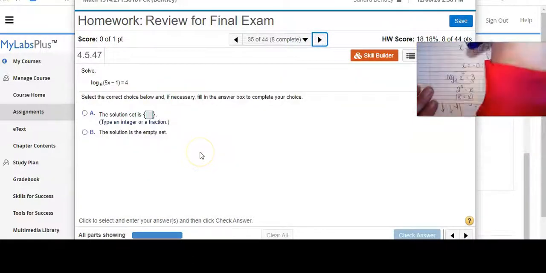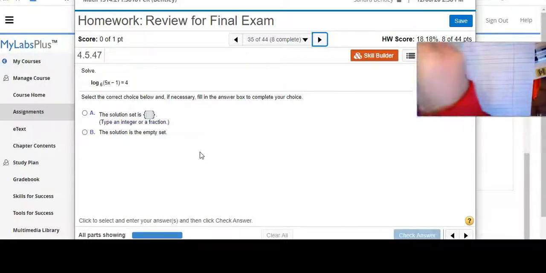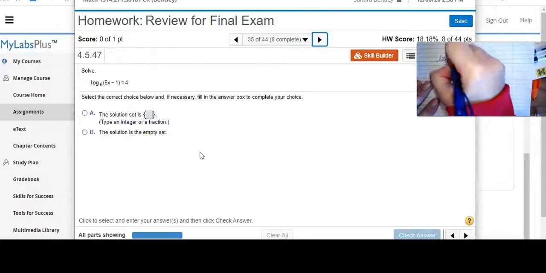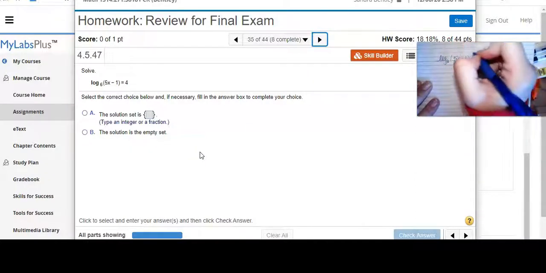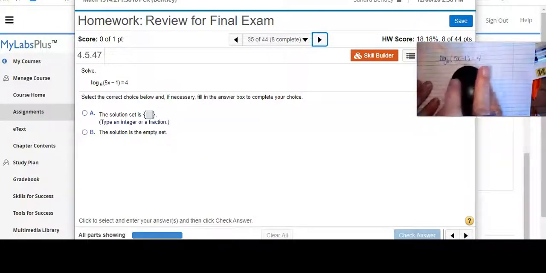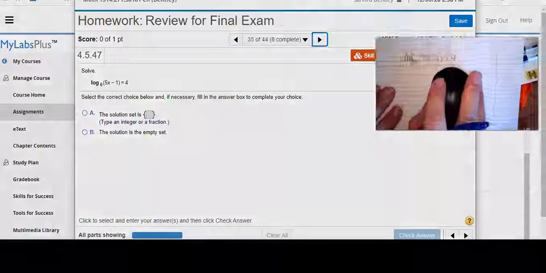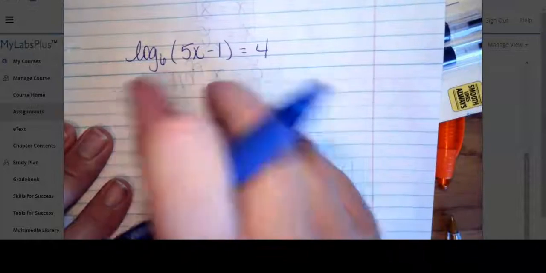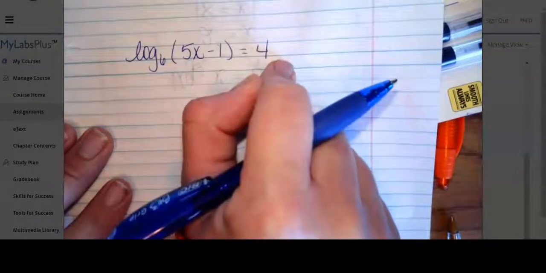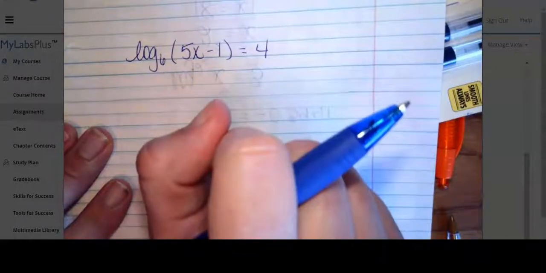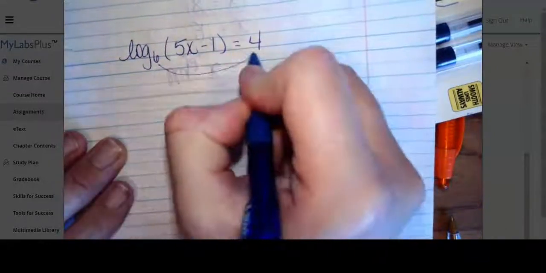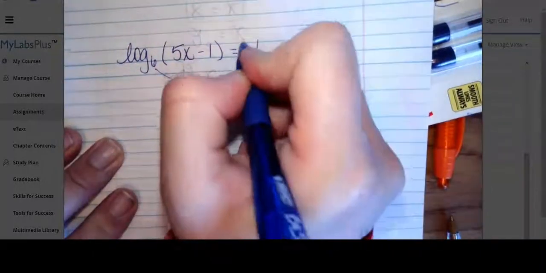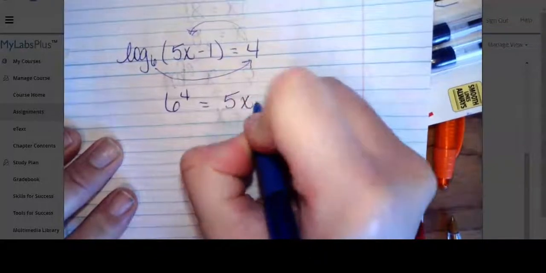All right, log base 6 of 5x minus 1 equals 4. So again, what are our three scenarios? Exponential equal to exponential, single log equals to something else, or log equals log. Well, this is single log equal to something else. So we're going to go ahead and change it to exponential. So what I have is 6, my base is 6, raised to the 4th power, and that's going to equal 5x minus 1.